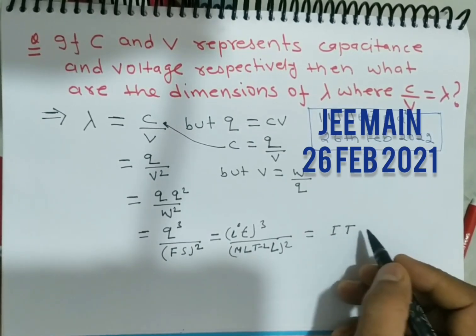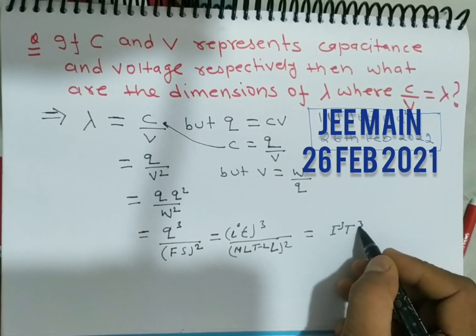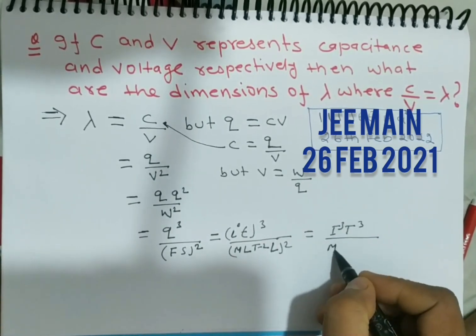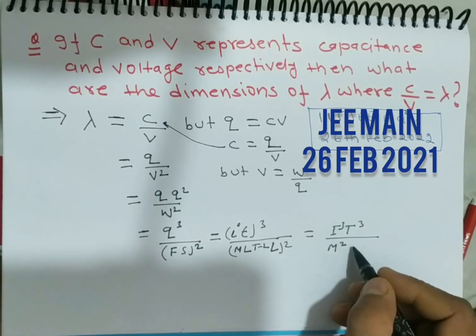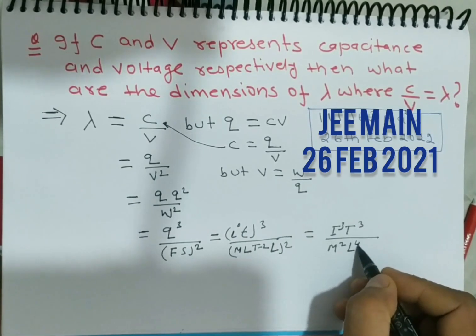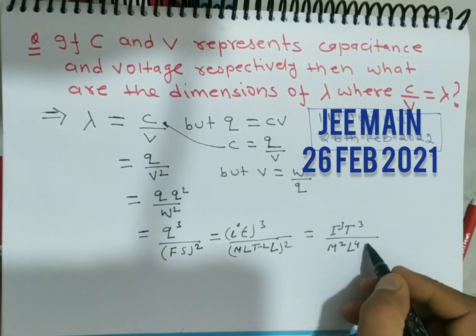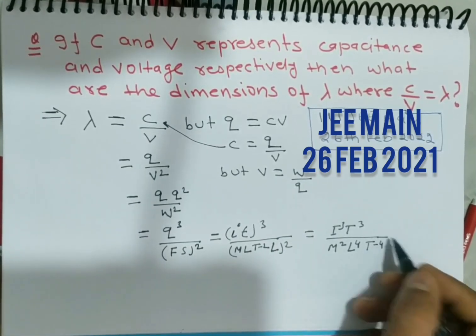I cube T cube upon M square, and this L square, squared, becomes L to the power 4 and T to the power minus 4.